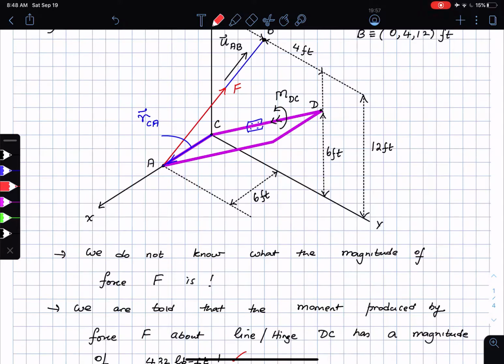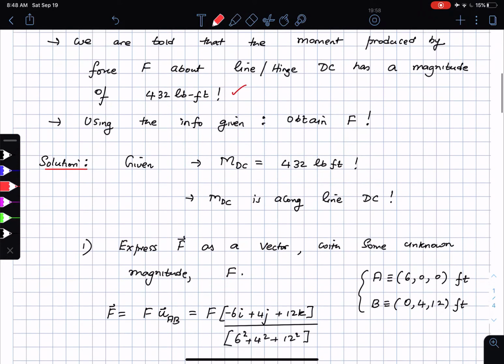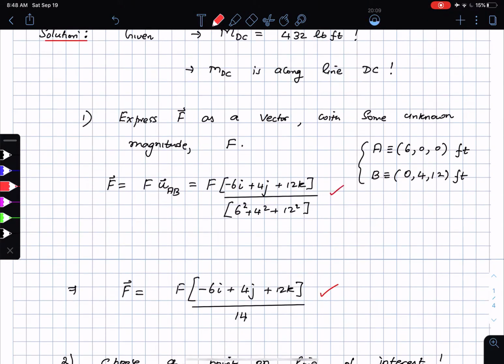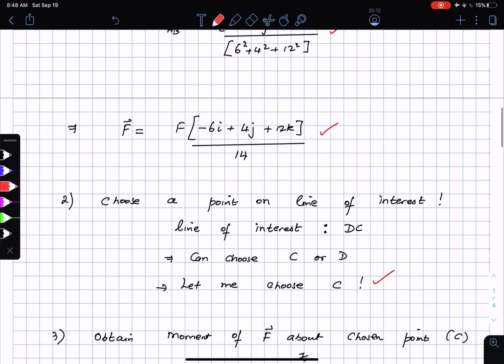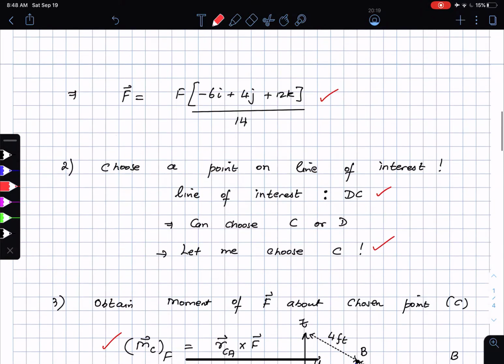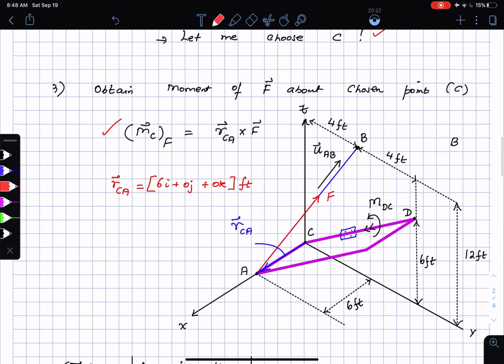What is my strategy? First of all, I'm going to act as if this force F is known to me, so I will treat it as some kind of a magnitude, and I will write the force as a vector. So I wrote the force as a vector first, which I have ticked here. Then I choose a point on the line of interest. What is my line of interest? The line DC. I can choose either C or D. I chose the point C. Then I obtain the moment about that chosen point by doing the cross product. All the while, I'm treating this force F as something that I know, but I'm just treating it as some variable which I can eventually find out.